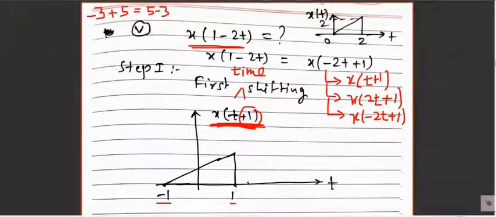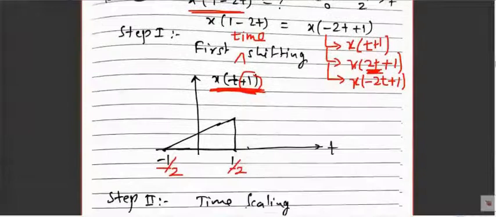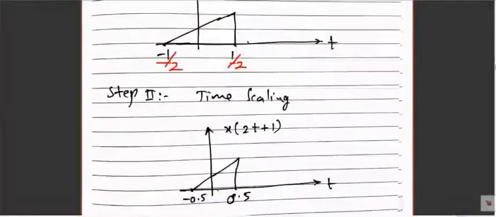Okay. Second step, scaling. The factor is 2t. Most of the students are getting the answer minus 1.5 to 0.5. Okay, 2t. Since it is multiplied by 2, we have to divide. 1 divided by 2 is 1/2, and minus 1 divided by 2 is minus 1/2. So this will be the scaled signal.